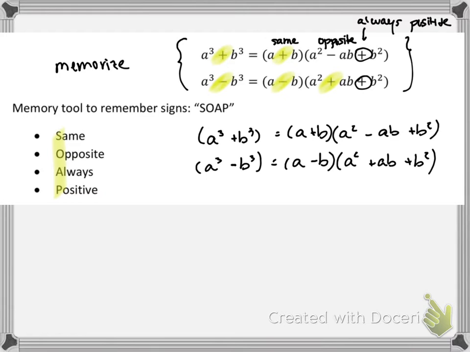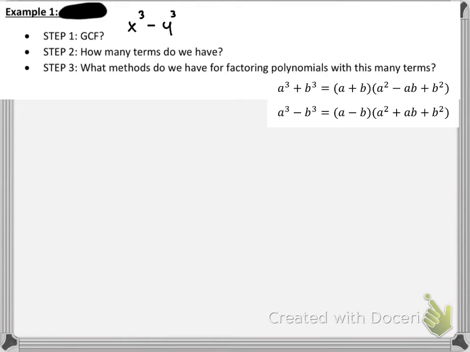All right, let's do an example. So the first step that we want to do, we have the expression x cubed minus y cubed. So the first thing we ask ourselves is, what is the GCF? Remember, that is our general factoring strategy.